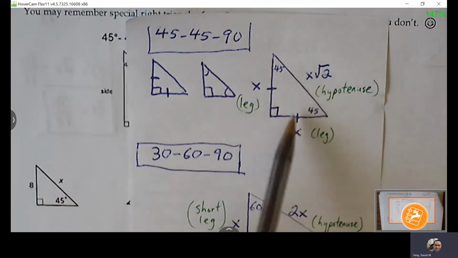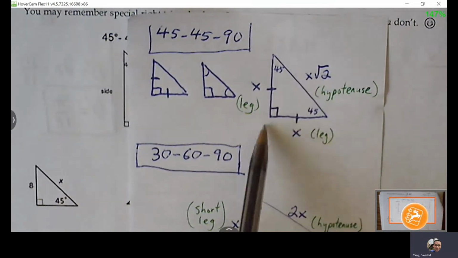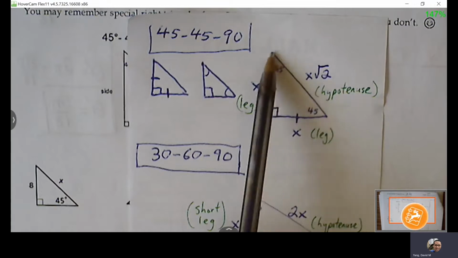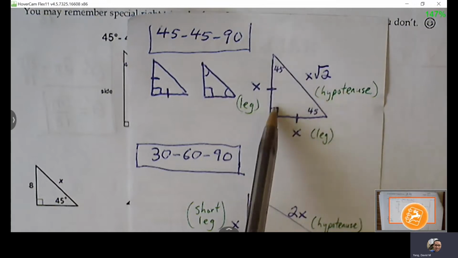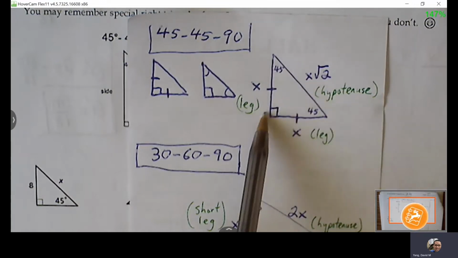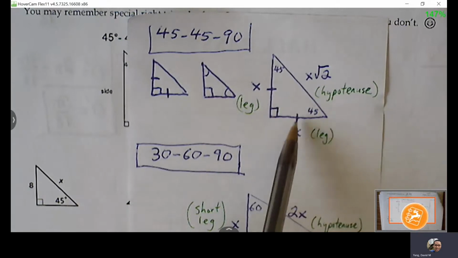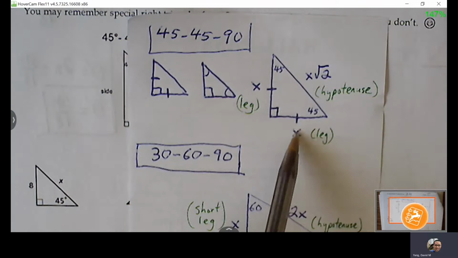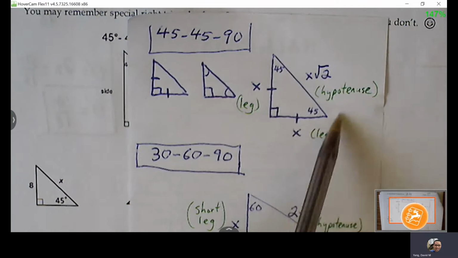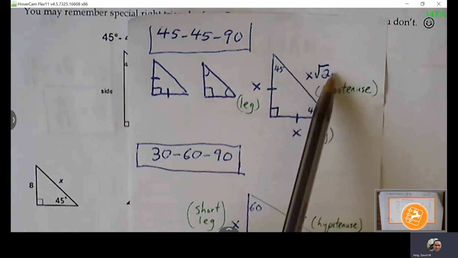Okay, but here's the relationship. The legs are always going to be the same length, okay? And the hypotenuse is always the longest side. The hypotenuse is going to be the side across from your 90-degree angle, and it's always going to be x, the leg times root 2. So whatever the leg length is, multiply that by root 2, and that will get me to the hypotenuse value.